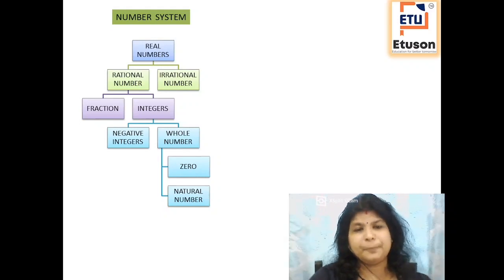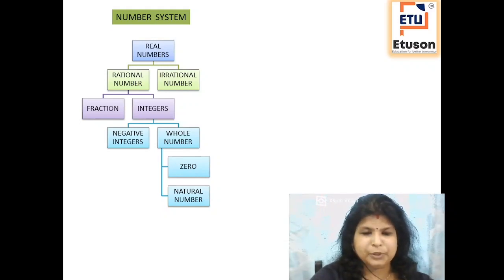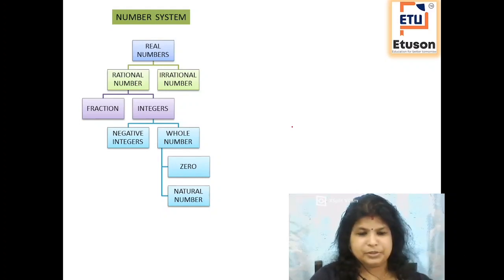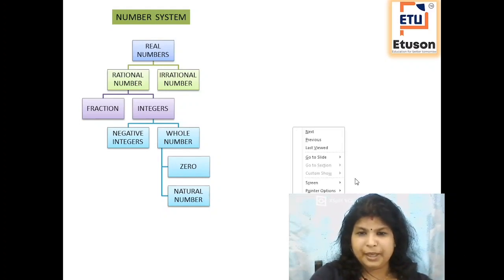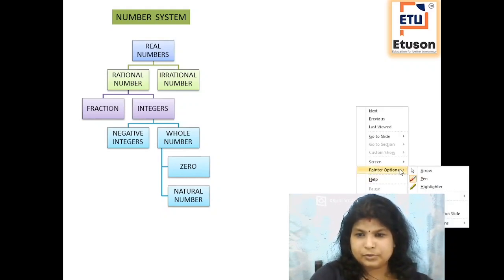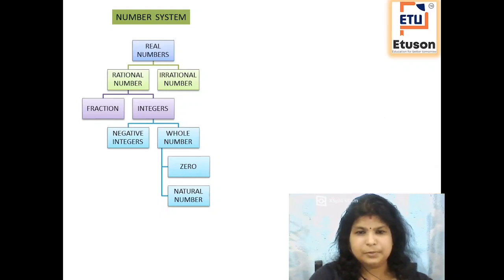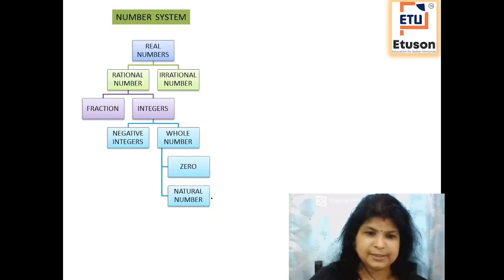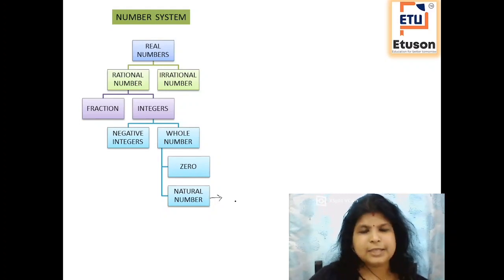We'll start from the basic, the lower level of the classification, that is your natural numbers. Let me activate the pen so that it will be easier to indicate. Let us choose the ink color as black, so that it will be visible to you properly. Okay, so now let us start from the basic, which is natural numbers. So what are natural numbers?